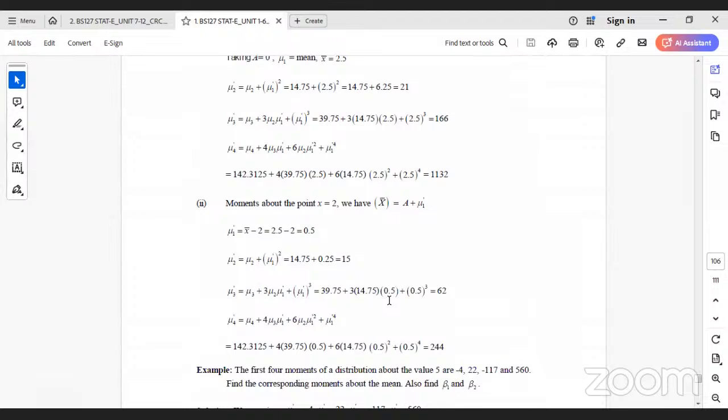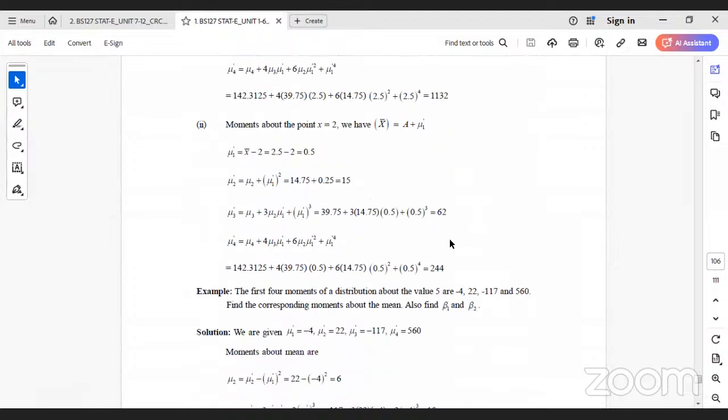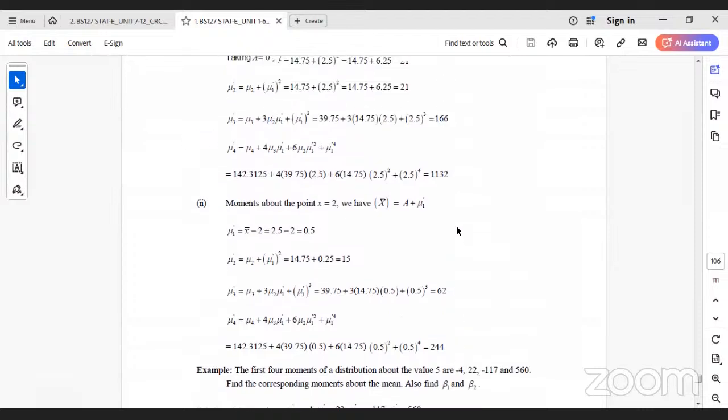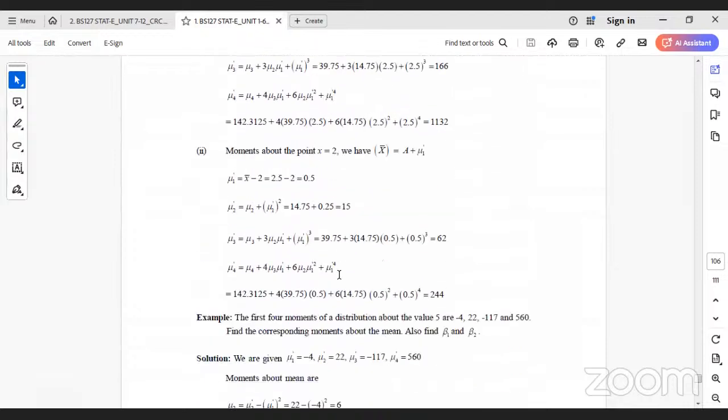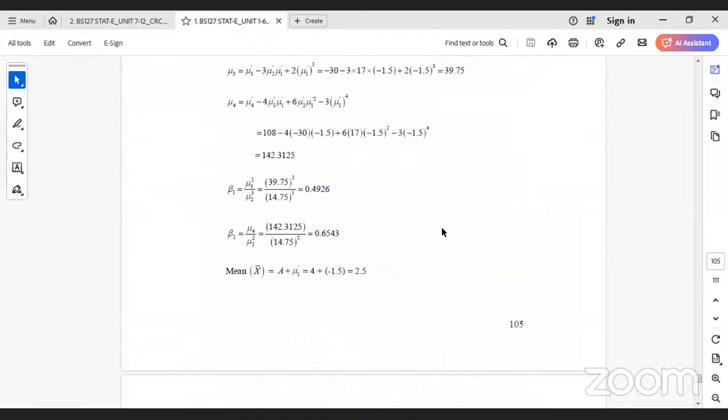ఆ వాల్యూస్ అప్లై చేశాను 1132 వచ్చింది. మీరు క్యాలిక్యులేట్ చేసుకున్న తర్వాత ఓకేనా? Yes, sir. చెప్పండి. ఓకే, moments about the origin, x is equal to వాడు ఇచ్చినాడు పాయింట్ లో x is equal to ఇంటి ఇచ్చినాడు, arbitrary point 2 ఇచ్చినాడు ఇక్కడ.